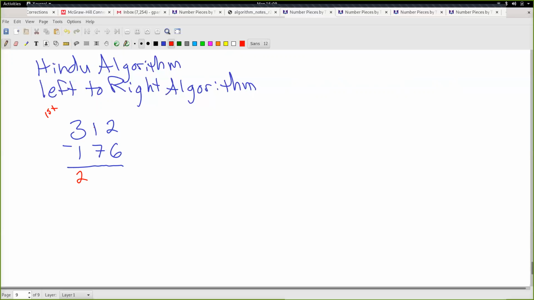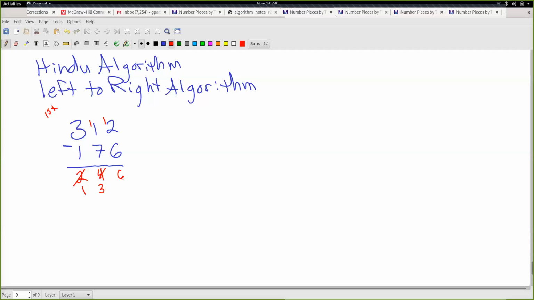But then over here, I'm trying to do 10 minus 70, which doesn't work. So we borrow from below. So what I do is from that 2, I take a 1, bring it up there. So now it's 11 minus 7, which gives me what, 4. And then I move over to the next column. 2 minus 6, can't do it, so I borrow from below. 12 minus 6 is 6, and so there's my answer, 136.